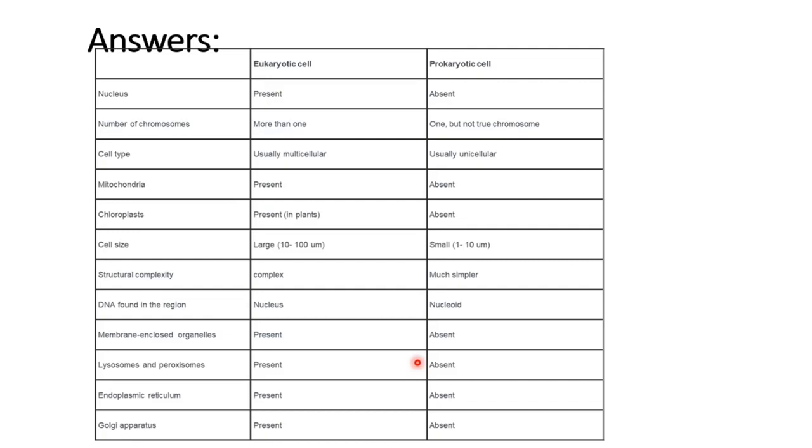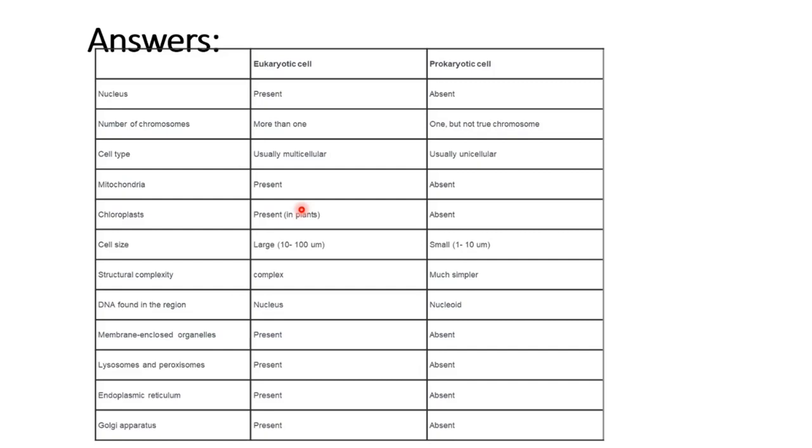They give the organelles, where the nucleus is, that structure. All of this you can find in the structure of the eukaryotic cell or prokaryotic cell. The nucleus is present in the eukaryotic cell and absent in the prokaryotic cell. Number of chromosomes: more than one in the eukaryotic cell, and only one in the prokaryotic cell. Cell type: usually multicellular in the eukaryotic, and usually unicellular in the prokaryotic. Mitochondria are present in the eukaryotic cell and absent in the prokaryotic cell. Chloroplast is present in plants and absent in prokaryotic. It's very distinctive here to indicate that it's present, but in plants.